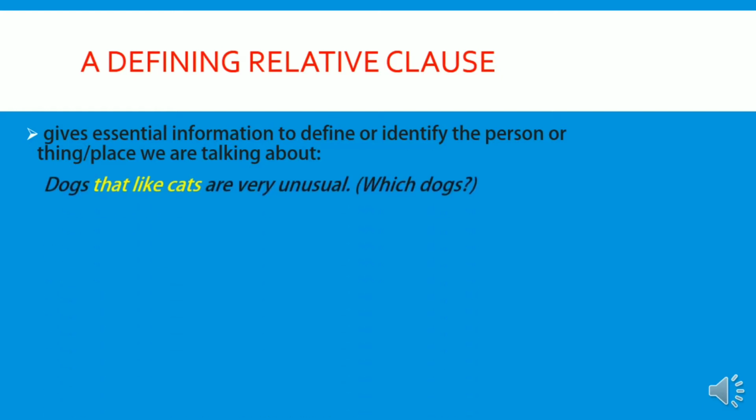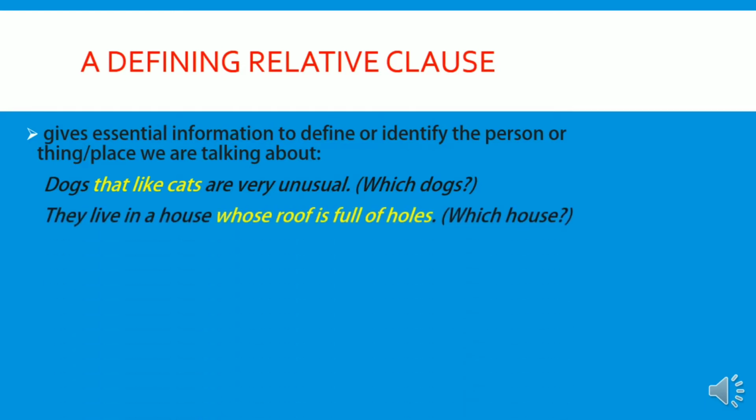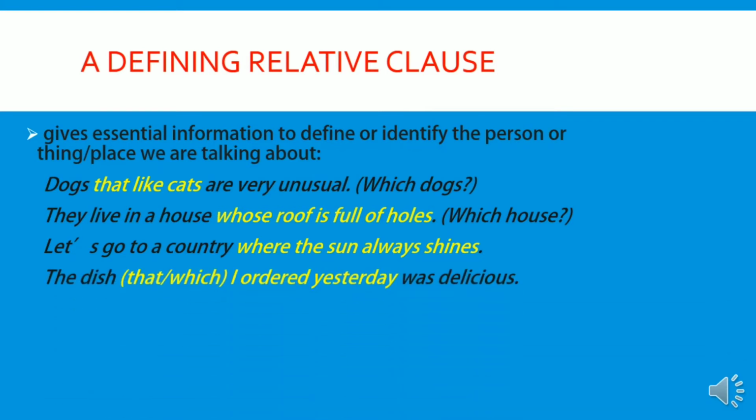Dogs that like cats are very unusual. Which dog that like cats? They live in a house. Which house? Whose roof is full of holes. Nah, whose di sini menjelaskan tentang they live in a house. Punya siapa? Next, let's go to a country where the sun always shines. Okay, which country that always shines? The dish was delicious. Which dish? Makanan yang mana? The dish that or which I ordered yesterday. Okay.